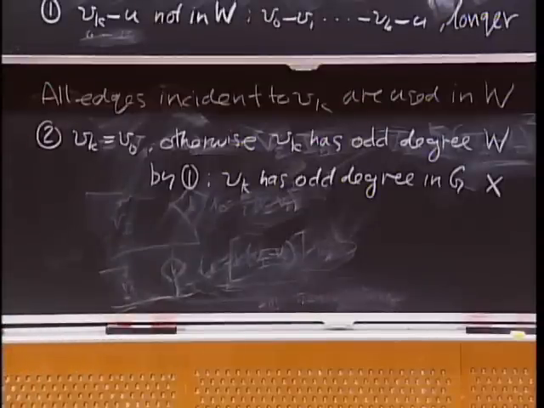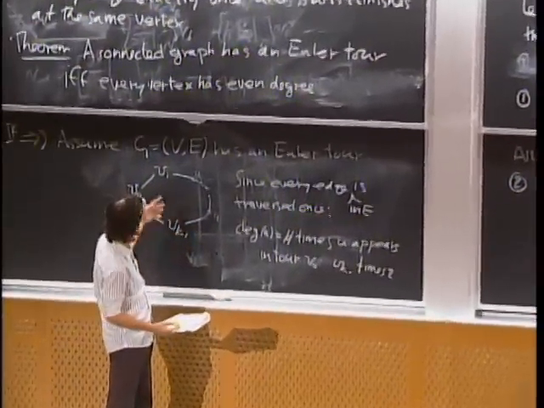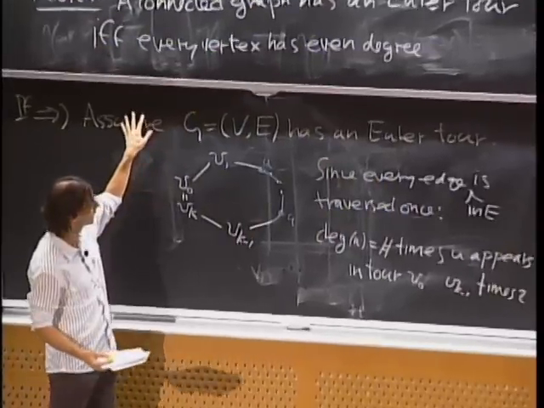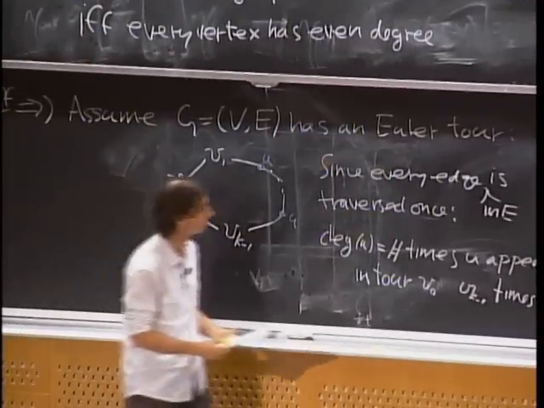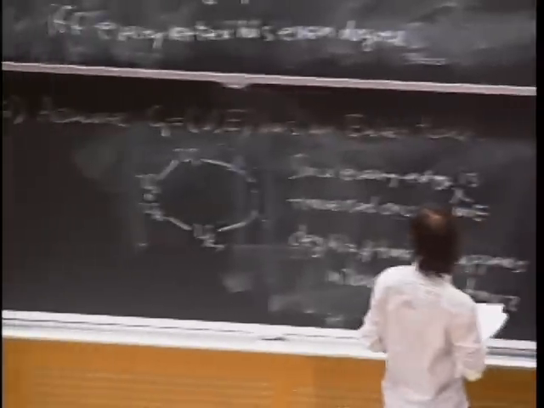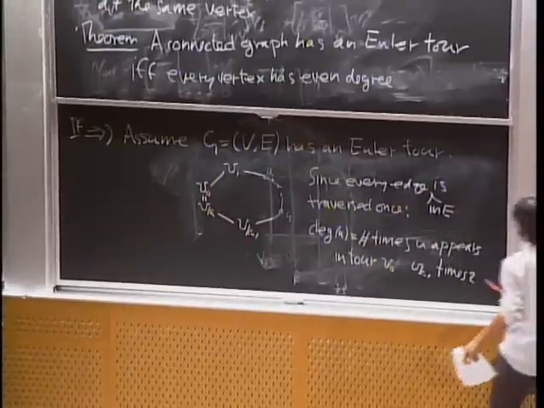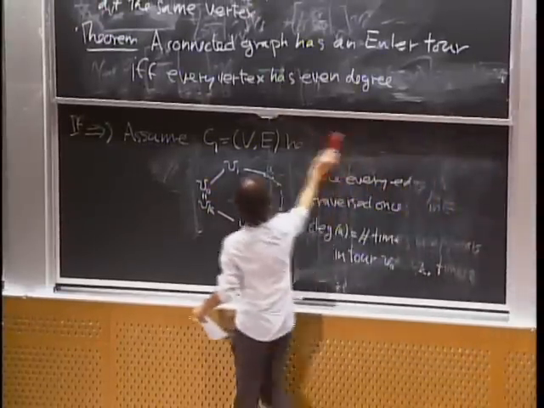Now we are not yet done, because why would this be an Euler tour? For an Euler tour, we really want that every single edge that G has is actually used in the tour. So we need much more. Okay, so let's use this word.